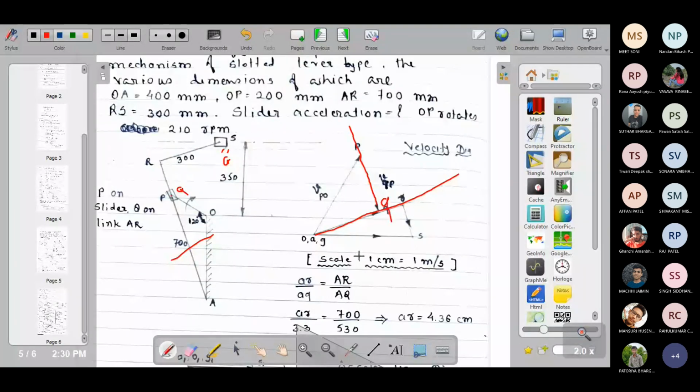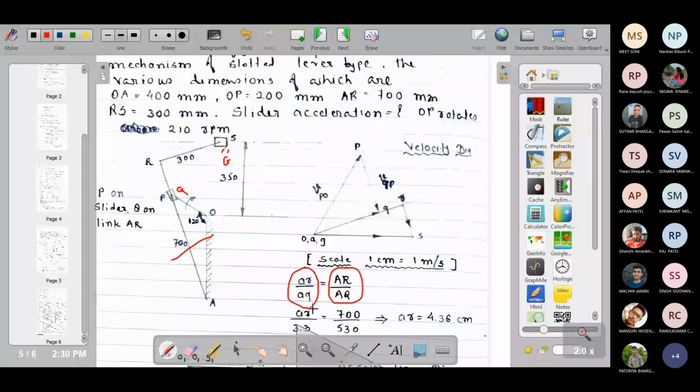Is this clear? Yes, sir. Now, once you have point Q, how will you find point R? Using this ratio. On the left hand side you will have the velocity ratio, and on the right hand side you will have the length ratio.